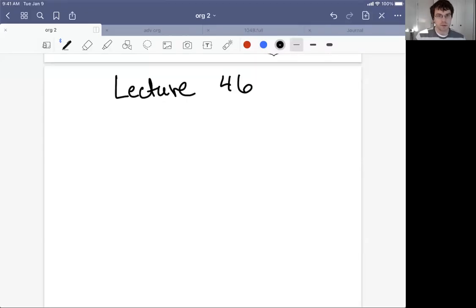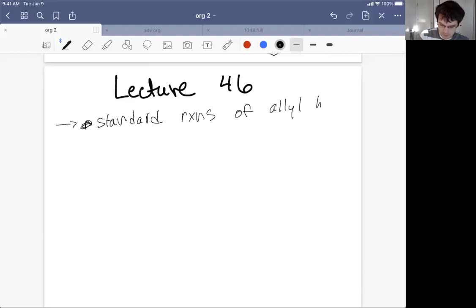So in this lecture, we're going to look at the reactions of allyl groups, and we're going to really just focus on the standard reactions that we've seen in organic 1 using allyl halides. So standard reactions of allyl halides. And when I say standard reactions, I'm going to talk about Sn1, Sn2, and a new one, which is Sn2 prime. But we'll focus first on Sn2.